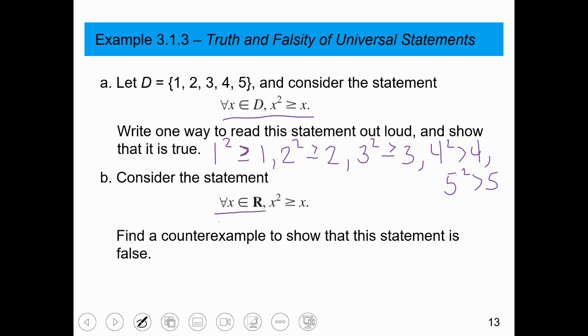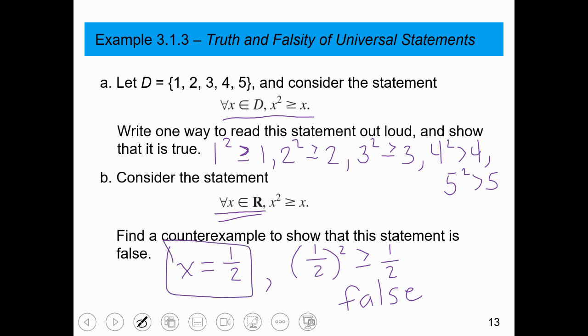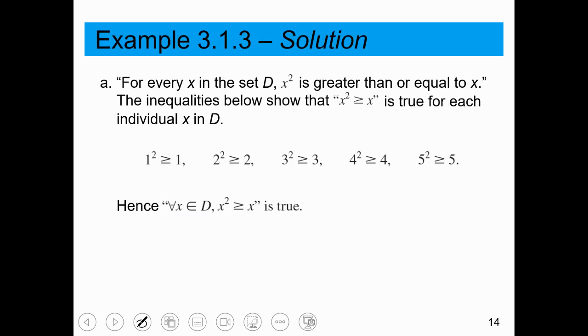For every x in R, I can show that there is an x in R for which this is not true. Namely, I can say, what about if x is a fraction, such as 1/2? 1/2 squared is 1/4, and that is not greater than or equal to 1/2. This is a false statement. Therefore, x equals 1/2 is a counterexample to show that the statement is false. And this slide just says that in a more lovely way.